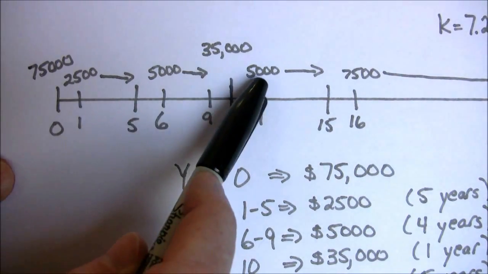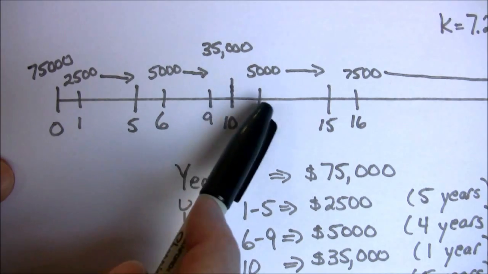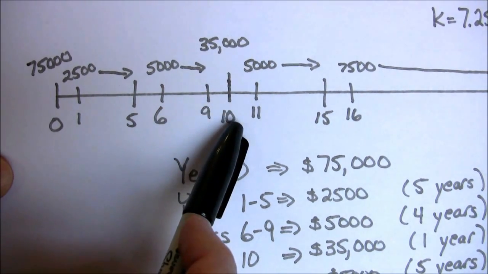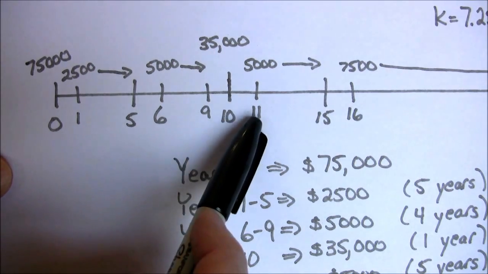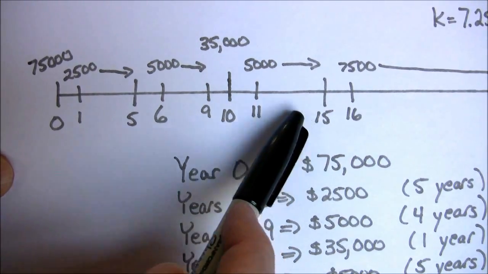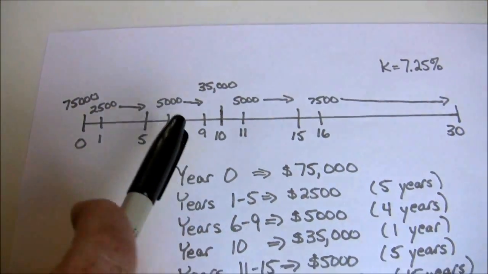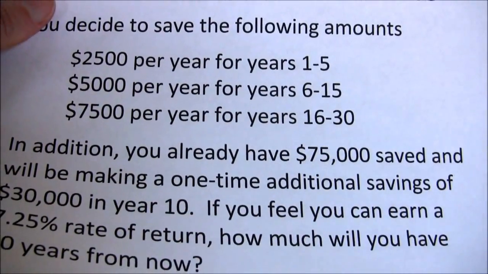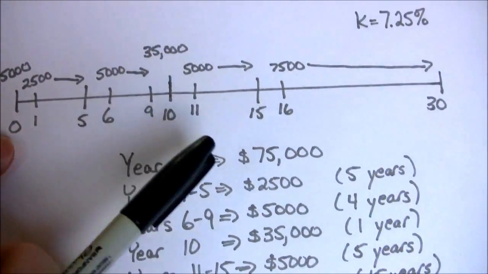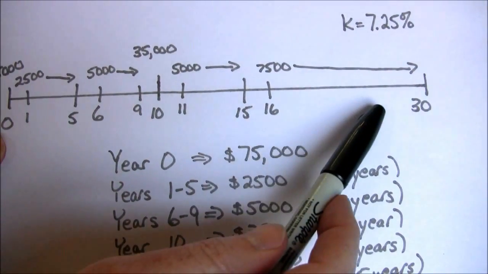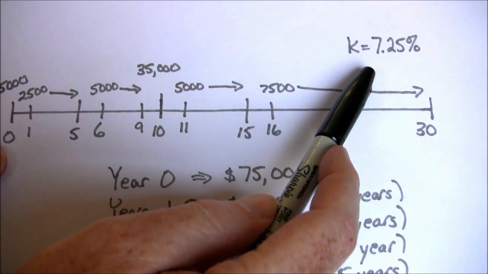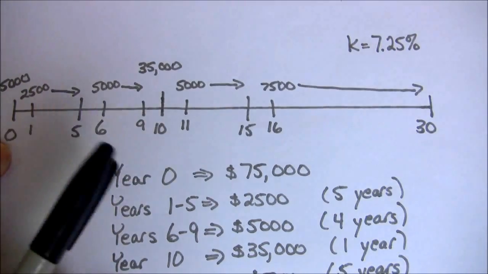That kind of breaks up the sequence, so we're going to actually have to enter it as 3 separate sequences. $5,000 per year in years 6 through 9, $35,000 in year 10, and then continue the $5,000 per year in years 11 through 15. Finally, we have our $7,500 per year for years 16 through 30. So that's at the end of our timeline here. And our discount rate is the 7.25% expected rate of return that we plan to earn.